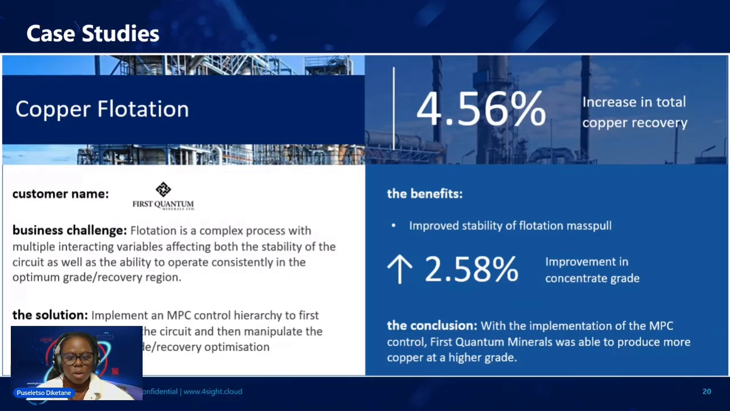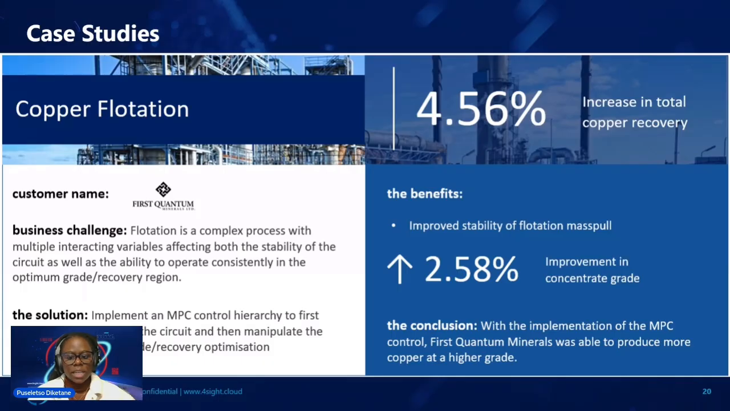All right, so as I explained, to wrap up the webinar, we will be looking at 2 case studies where we implemented the APC and the benefits that these particular clients were able to realize through the implementation of the APC system. Now, the first client is a copper flotation plant owned by First Quantum, where they were fundamentally facing the challenge of cell interactions within the flotation circuit, which was inherently causing a lot of instabilities within their process.